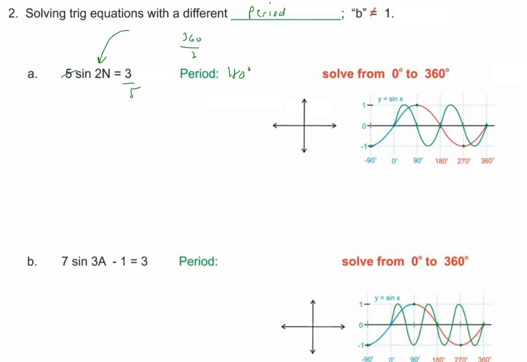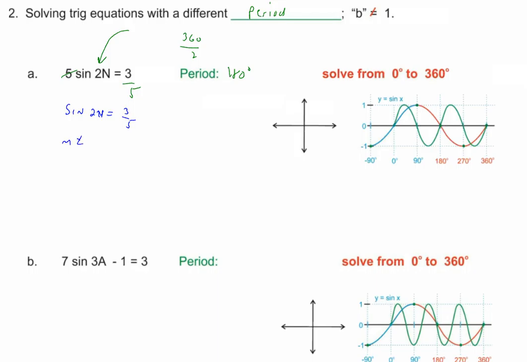All right, here's the thing. How do you take care of that 2? You don't yet. You don't. At this point, I'm at sine 2n equals 3/5. And I would write this step in because this is what you have to remember.